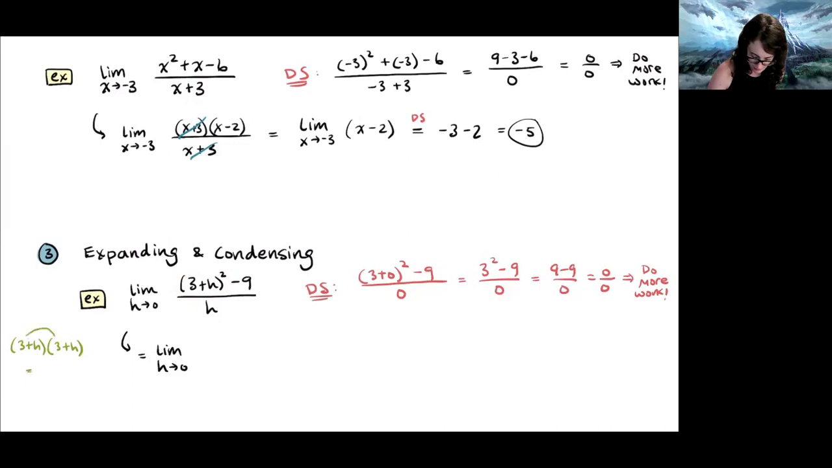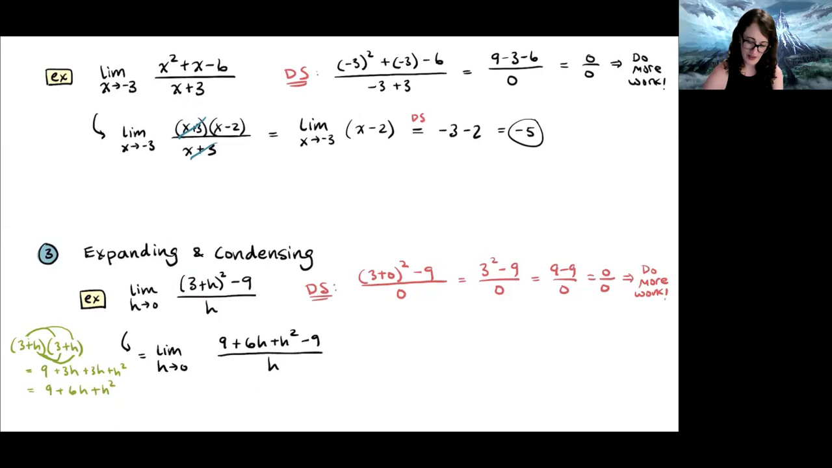Okay, we'll do the first. That gives us 9. The outer gives us 3h. The inner gives us 3h. And the last gives us h squared. So we're just distributing everything. That will give us 9 plus 6h plus h squared. I'm just going to put that in instead of 3 plus h whole thing squared. We've got 9 minus 9 up top, so that adds up to 0. We have 6h plus h squared up top, all divided by h.